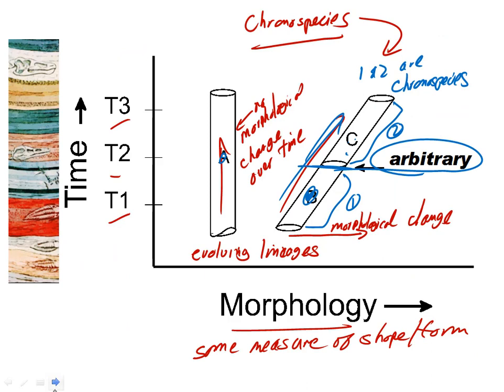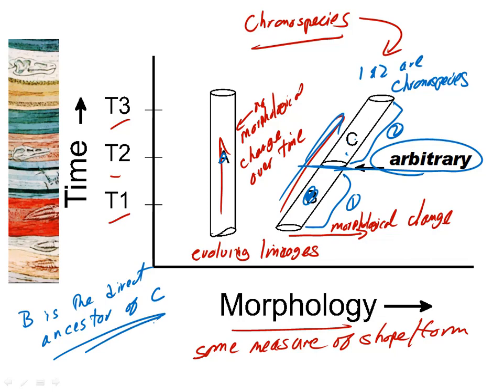Okay, so that's a chronospecies. One of our main points here was that B is the direct ancestor of C. That's the typical way in which a classical taxonomist would think about evolution. I'm not saying it's wrong, I'm just saying this is the way they thought about it, and you would find papers, and still can find papers, that are published along these lines.